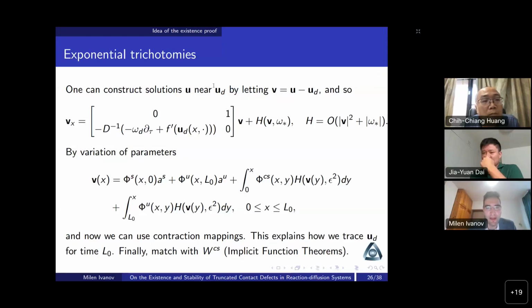So in principle, if I want to construct a solution near my defect, I can let V be U minus the defect, and construct my equation to be V_x equals the linearization plus the nonlinear part. And we can do variation of parameters over here. So here I have my exponential trichotomies. We can evolve something forward, evolve something backward, from zero forward, and from L0 I can evolve it backwards. And I need these two integrals to take care of the nonlinear term, so that V satisfies my equation.